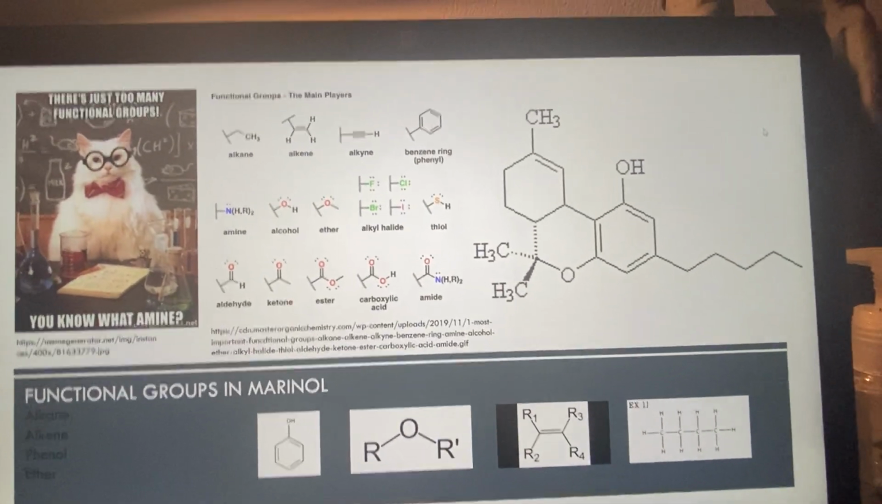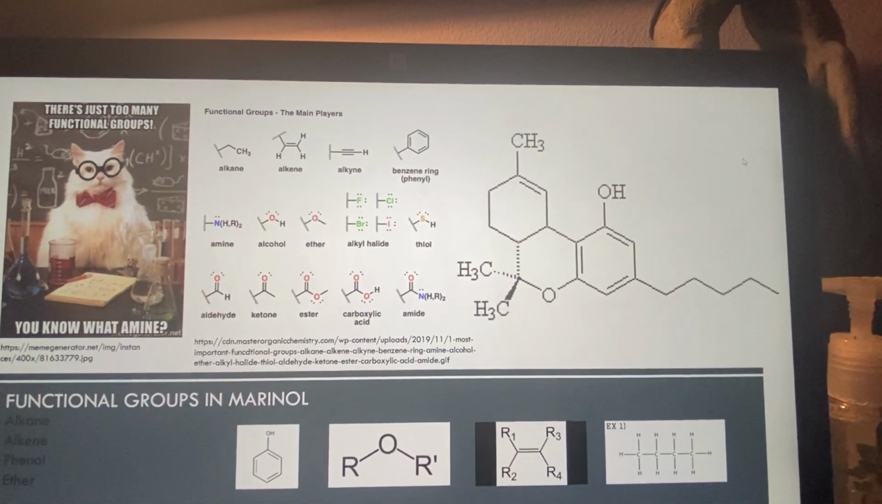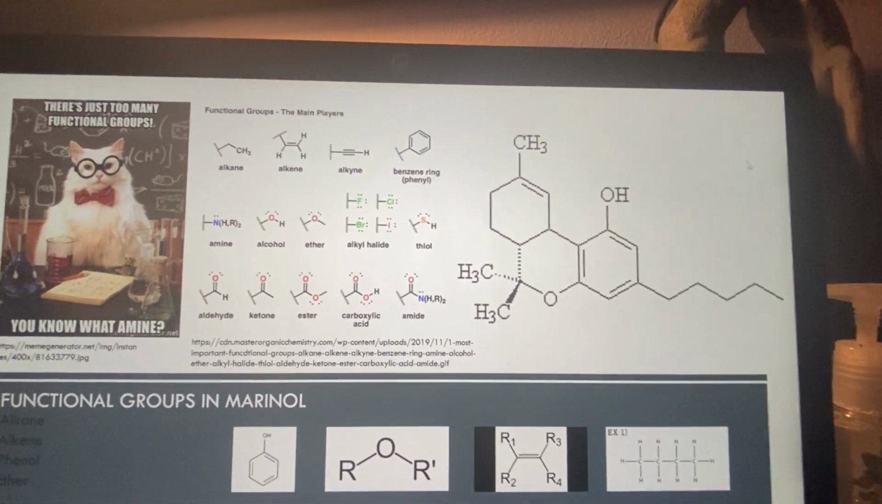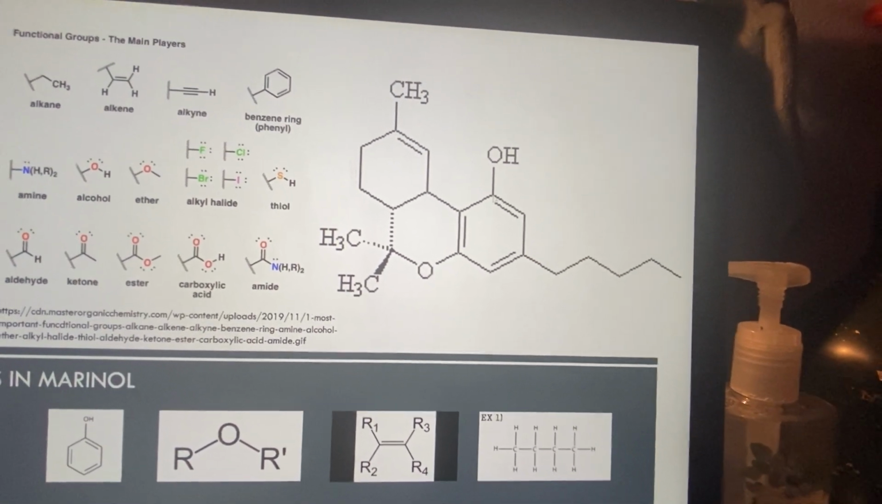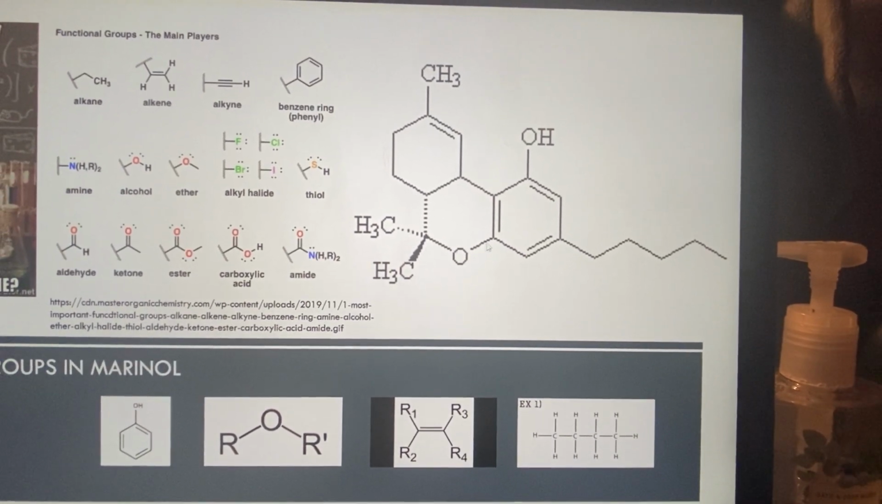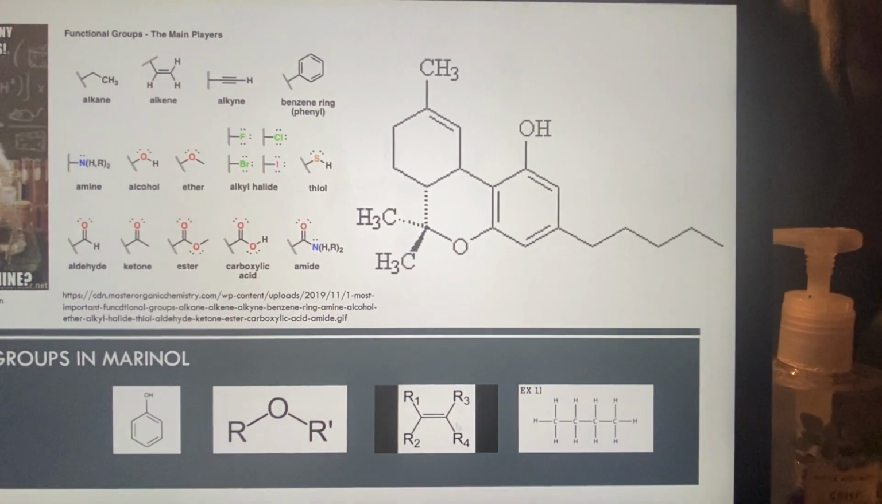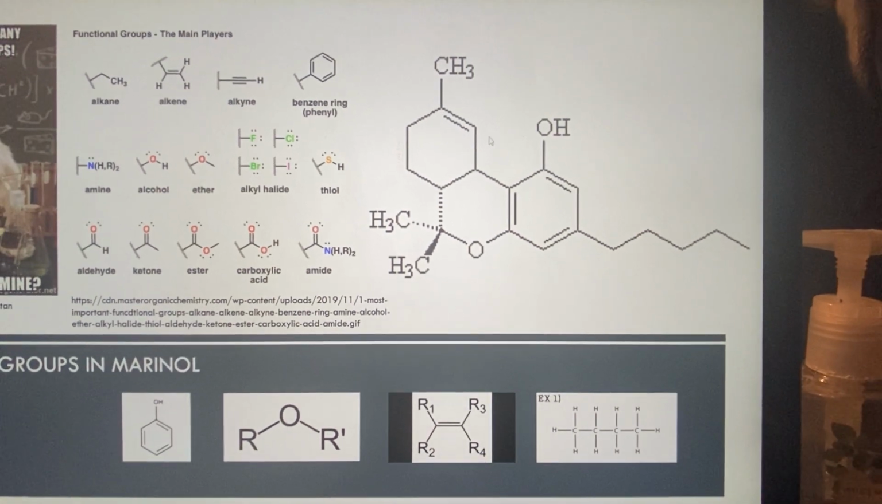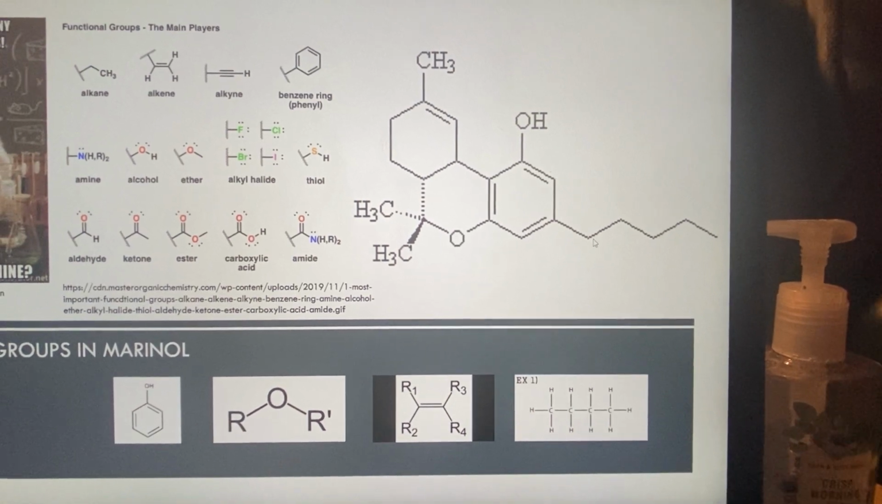Moving on to functional groups in Marinol. So these include alkane, phenyl group, and ether. Here I showed the little images. So the phenyl is located right here, and then the ether on this oxygen. This alkene would be right here with the double bond, and the alkane would be this chain right here.